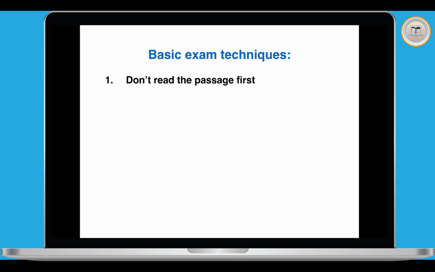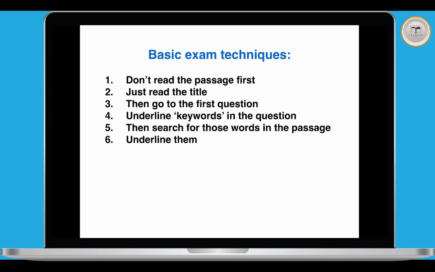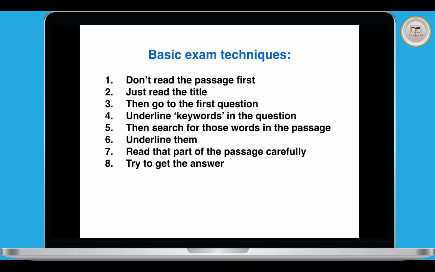Number 1, don't read the full passage first. Just read the title to get an idea of what the topic is, and then go straight to the first question. Underline keywords in the question, then search for those words in the passage, underline them, read that part of the passage carefully, and try to get the answer.